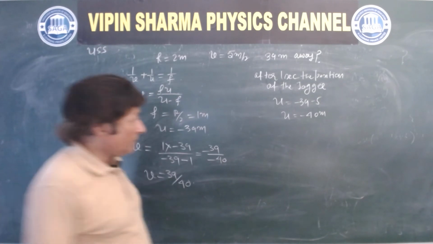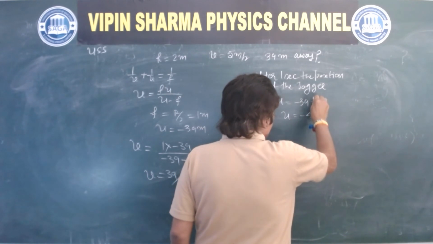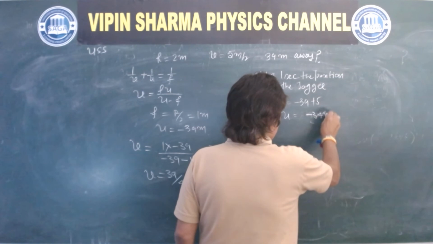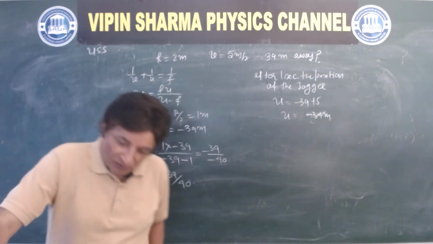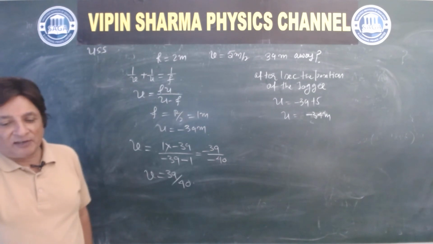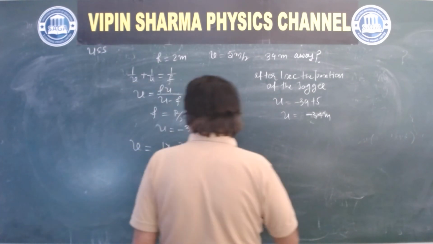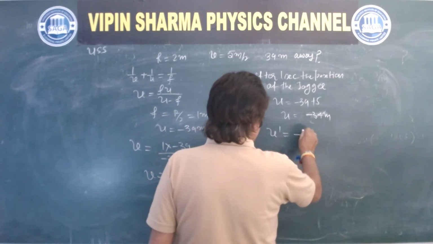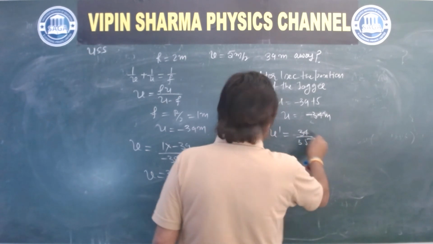No, 39 minus 5. It will be minus 34 meter. I'm sorry, it's running towards the mirror, so minus 39 plus 5, it is minus 34 meter. So it means v dash will be 34 upon 35 if we put it here.